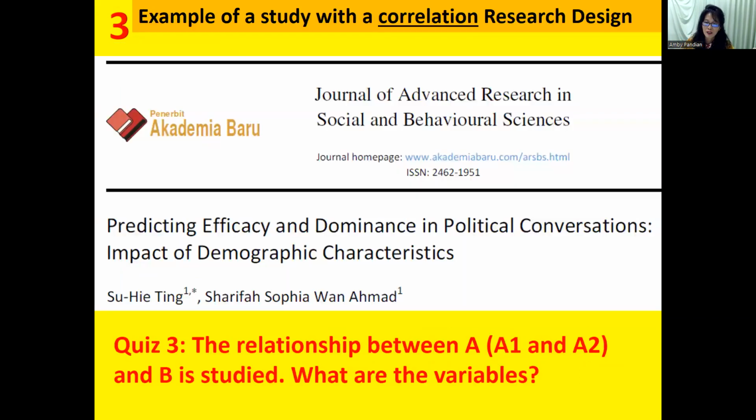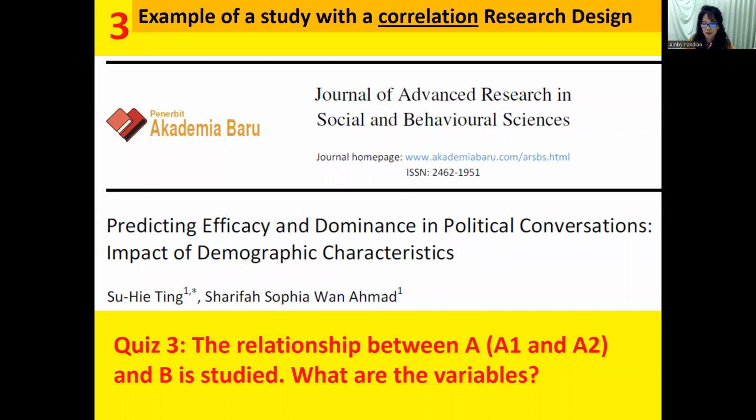So here I have a correlation study to share with you. Predicting efficacy. Efficacy means confidence. And dominance in political conversations. Impact of demographic characteristics. There are 2 stages inside here. The first stage is just predicting the efficacy and dominance. I try to correlate the two. Then later I try to go into the demographic: the gender, the ethnicity, the age, socioeconomic status, qualifications, and so on.